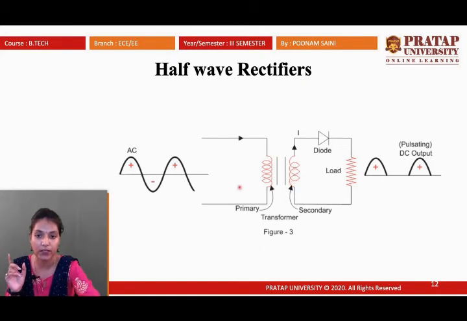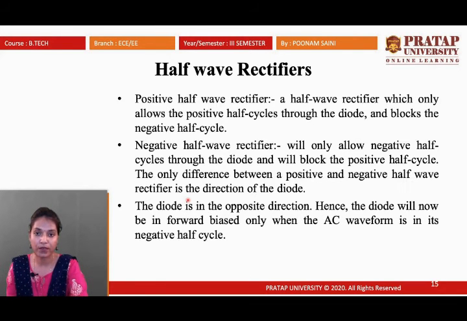So when this occurs, the positive AC is going to be converted into positive DC, and the negative AC is going to be suppressed. There are two types of half wave rectifiers. First is the positive half wave rectifier, second is the negative half wave rectifier. A positive half wave rectifier only allows the positive cycle through the diode and blocks the negative cycle. The negative half wave rectifier only allows the negative half cycle and blocks the positive half cycle.